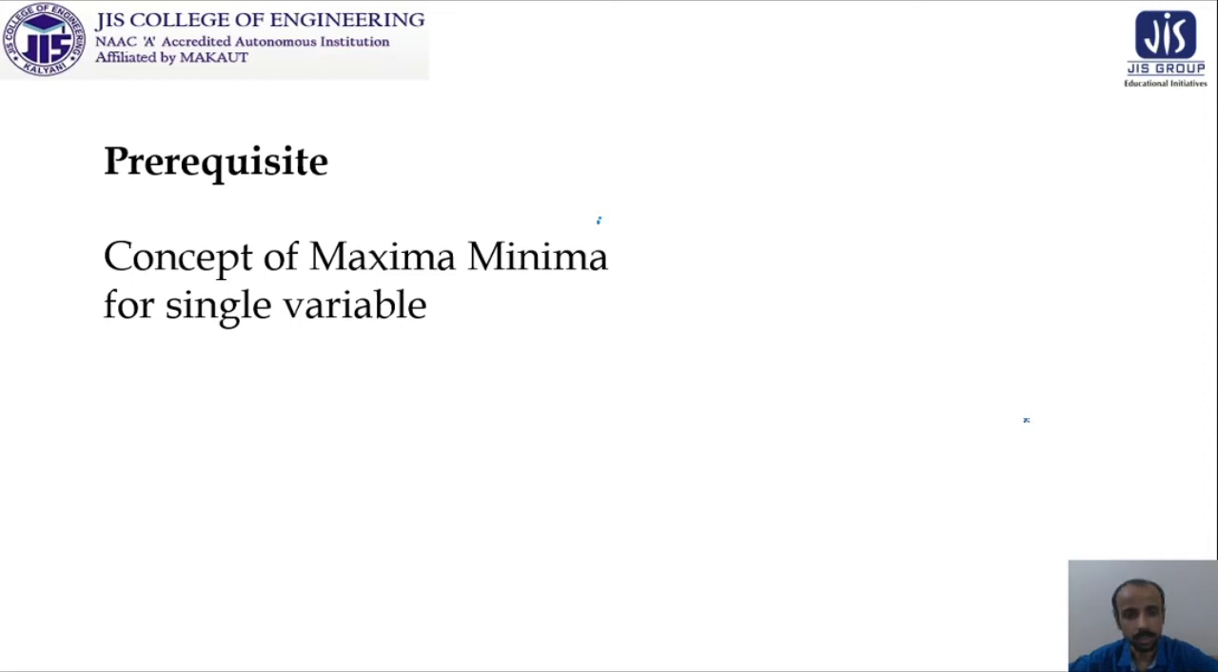When we are talking about several variables, whatever may be the topic, maybe limit, continuity, differentiability, all are having some similarity with function of single variable. Basically, it is nothing but the generalization of the concepts of single variable. So initially the concept of single variable is very much important, and it is true for the maxima minima concept also.